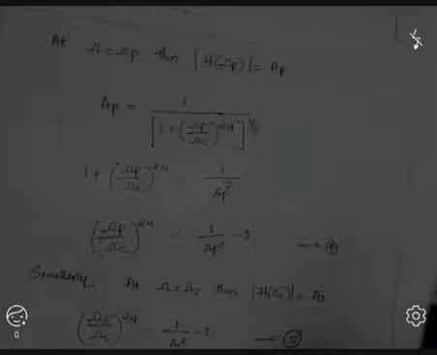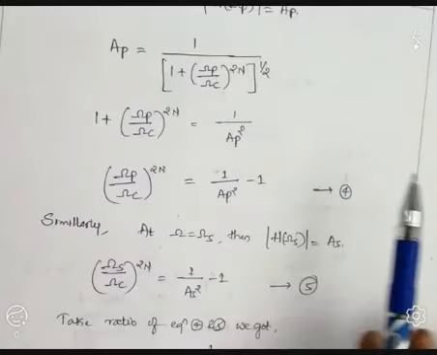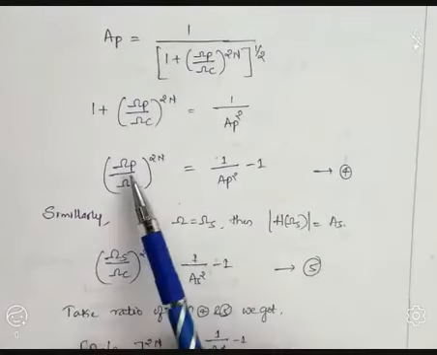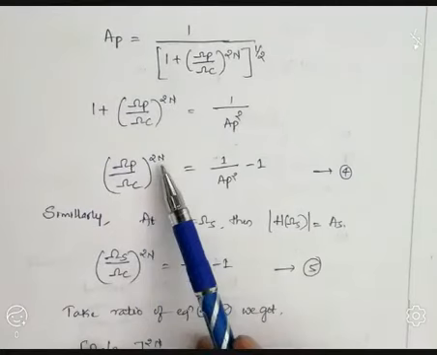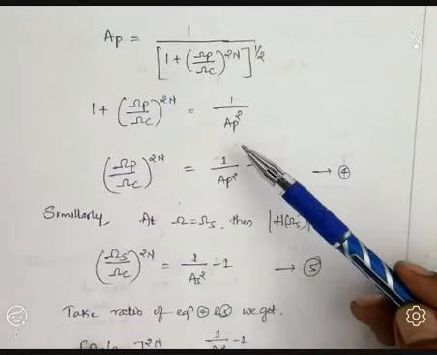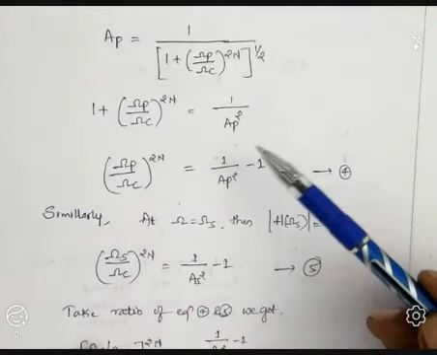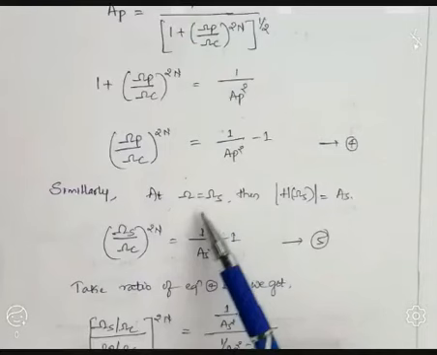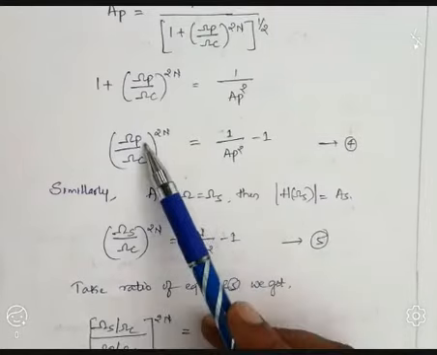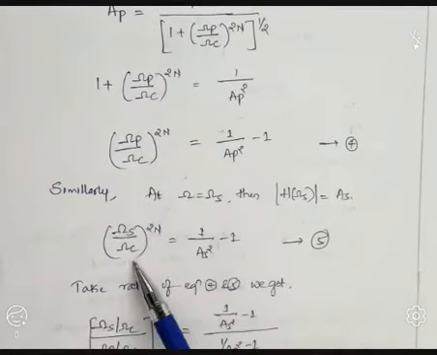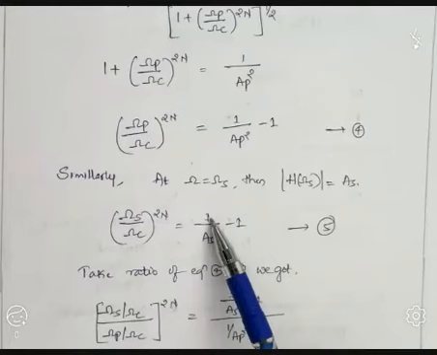Now for the simplification, I will take 1 towards the RHS. Hence (omega P divided by omega C) to the power 2n equal to 1 by AP square minus 1. Similarly, if you calculate the stop band attenuation at frequency omega equal to omega s, we are having the magnitude as AS, the stop band attenuation. So similarly, we can write (omega s divided by omega C) to the power 2n equal to 1 divided by A square minus 1.